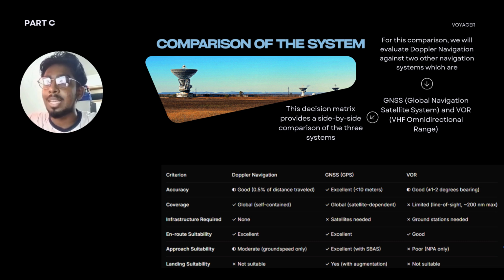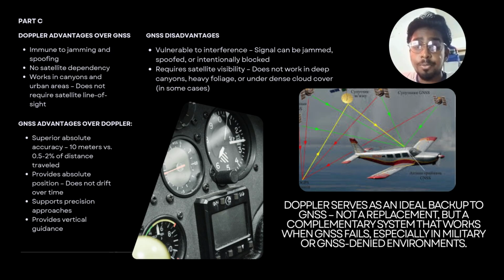Approach suitability, Doppler navigation is just moderate. Meanwhile, GNSS is excellent with SBAS. And finally, about the landing suitability, Doppler doesn't really give any pros here because Doppler can't be used at low altitude, while GNSS gives excellent accuracy for landing suitability. Next, we will move to the side by side comparison between the Doppler system and GNSS.